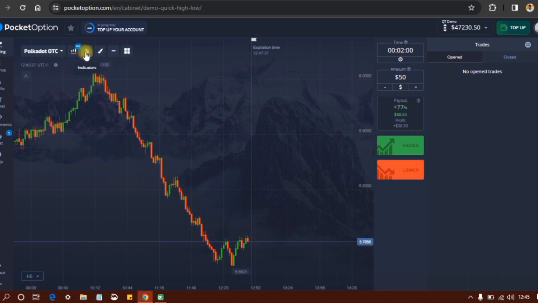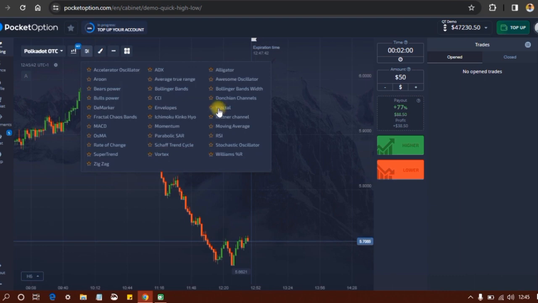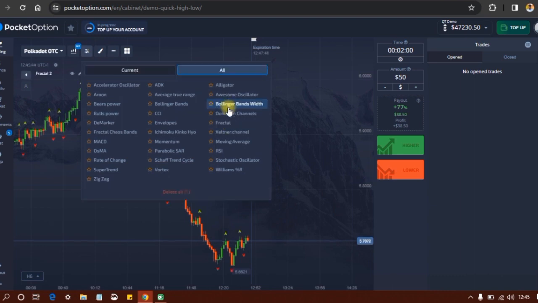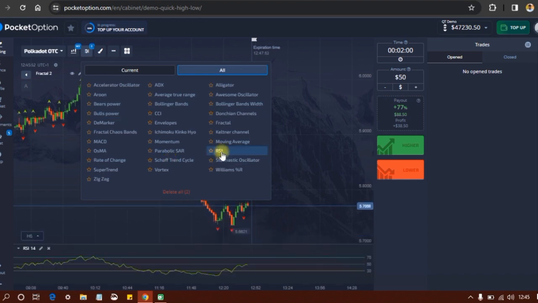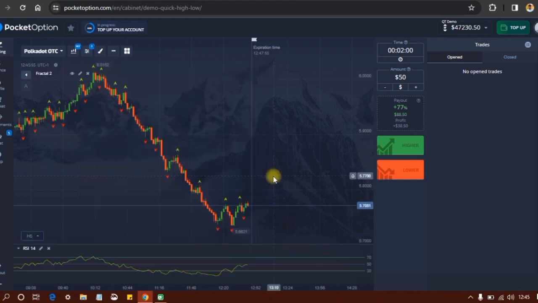Quickly, all you have to do is add the fractals indicator to your charts and also the RSI indicator. Let's add both of them to our charts and see how they look. We added the fractal indicator. Also, let's add the RSI indicator. Now we have both the RSI indicator and the fractal indicator on my screen already.